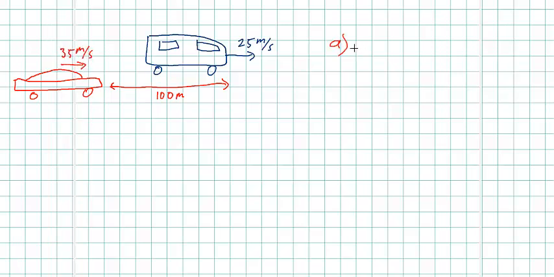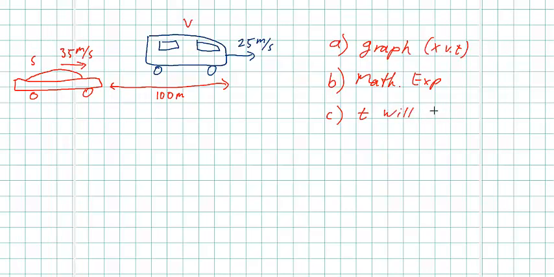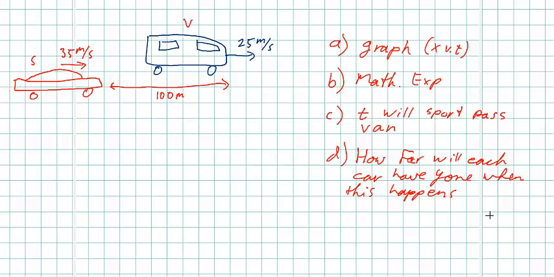So I want you to answer the following things. I want you to draw a position versus time graph for both cars, so put both cars on the same graph. I want you to write a mathematical representation for the motion of each car. Okay? You can call this car van, you can call this car sports car, whatever you want. And then tell me at what time t the sports car will pass the van. And finally, I want you to tell me how far each car will have driven when this happens. So from the starting point, how far did each of them travel once the sports car passes the van?